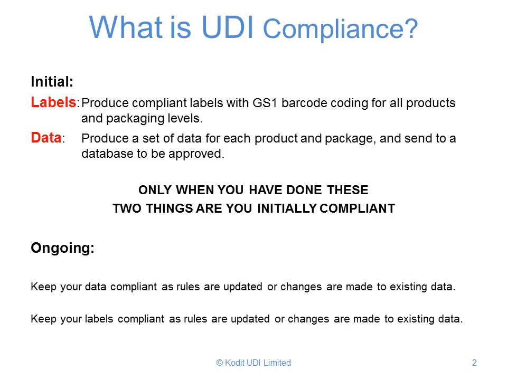So if we start off with what is UDI compliance, just to clarify, it's compliant labels with GS1 barcoding for all products and packaging levels, produce a set of data for each product and package, and then send that data to a national database to be approved. And once you've done those two things, you've achieved compliance. Ongoing, of course, it's keeping the data compliant as rules are changed or you change your data, and keeping your labels compliant, again, as rules are updated or you make changes to your existing data.